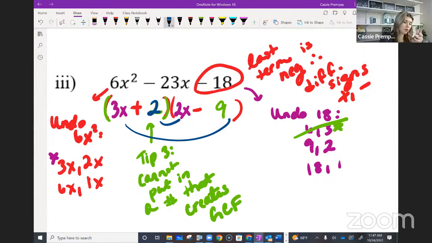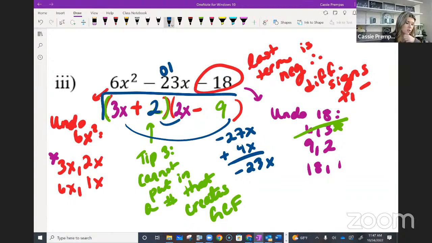We can't do that. So if I do the outside, 3x times negative 9 is negative 27x. 2 times 2x is 4x. Those add up to be negative 23x. Is that what I want? Yeah, it's the middle. So we have it right. 3x plus 2 times 2x minus 9.